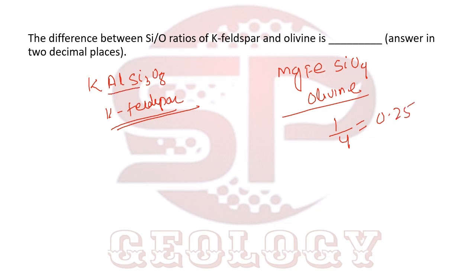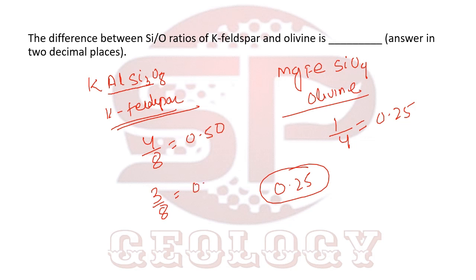For K feldspar, you can take the ratio as 4 silicon divided by 8, because aluminum replaces the silicon position. It will be 0.50, where the difference between them will be 0.25. Or else you can take the ratio 3 by 8 also. This will also be correct. It will be 0.375 and the difference will be 0.125. So any of these two will be correct.